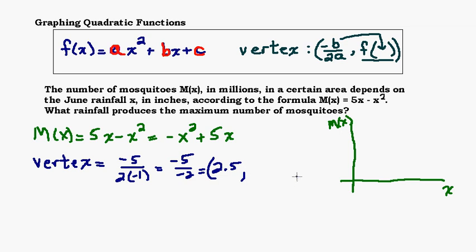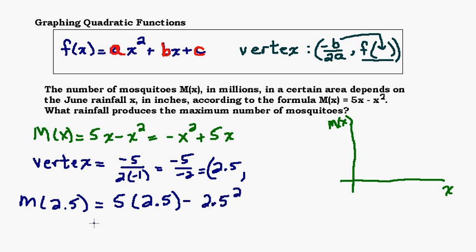And in order to figure out what that is, I have to plug 2.5 back into my equation. So let's keep in the frame of mind of the context of the problem. What does the 2.5 represent? That represents rainfall in inches. Okay, so if I have 2.5 inches of rainfall, I plug this in, I'm going to go ahead and use the first version, it's going to tell me how many millions of mosquitoes I will have.